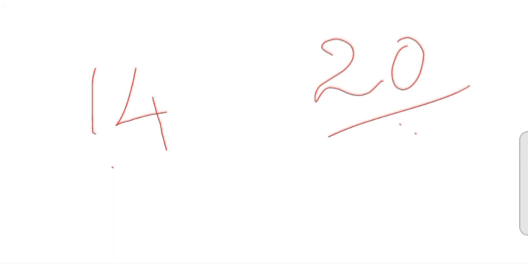So how to use the symbol? The symbol shows the biggest number. So when you read this, you can read it as 14 less than 20. 14 less than 20. So this is very easy to compare the smallest number. So we can easily compare it.